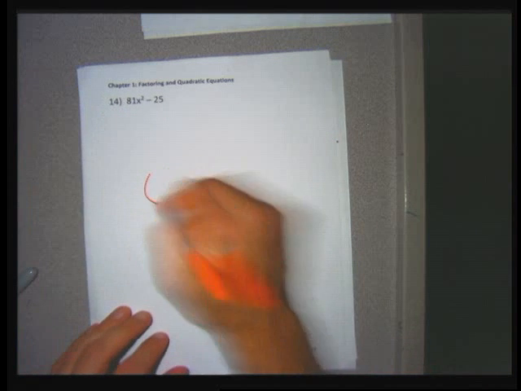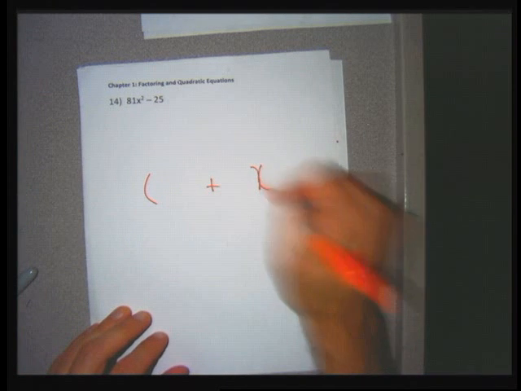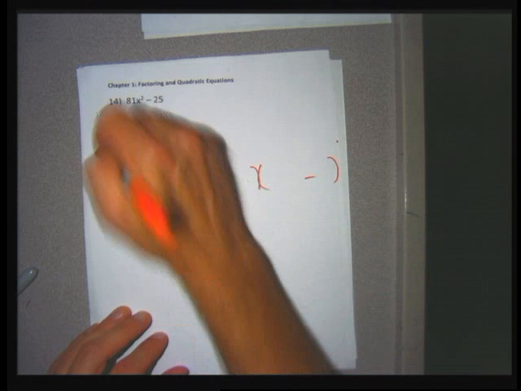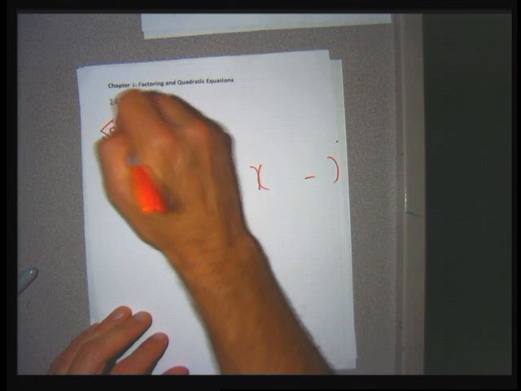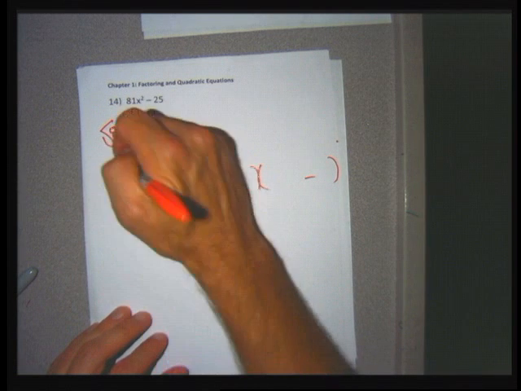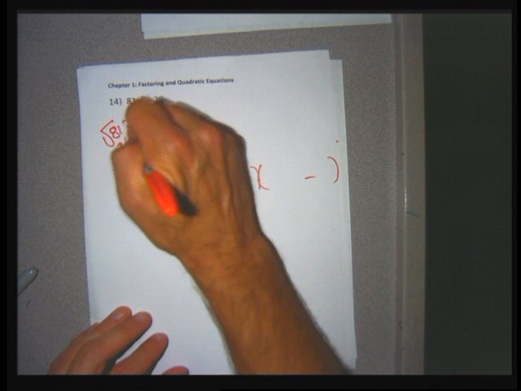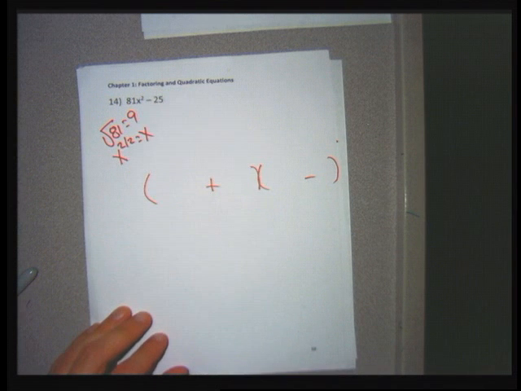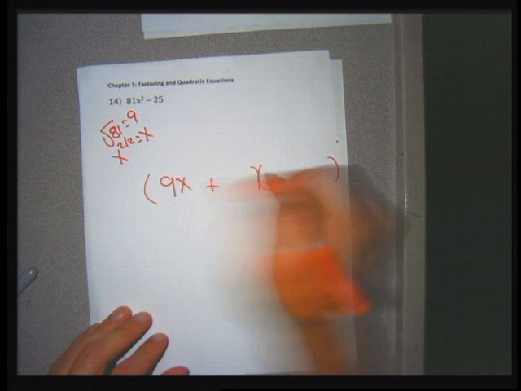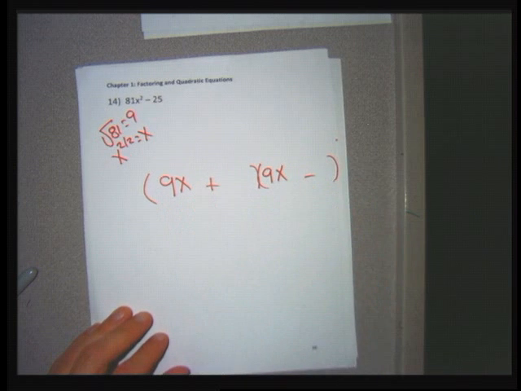14 is a difference of squares. So I'm going to get 2 essentially identical parentheses, one with a plus sign, the other with the minus sign. I'm going to square root 81. I know that to be 9. I'm going to divide the exponent of the x by 2 and get x to the first. That's going to make me have a 9x in the first position in each parentheses.